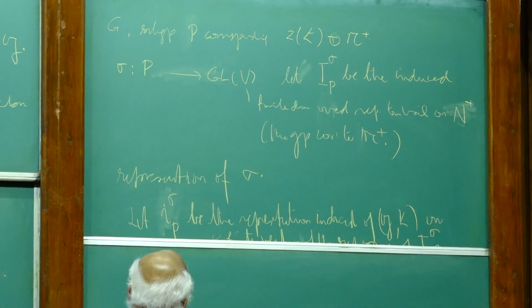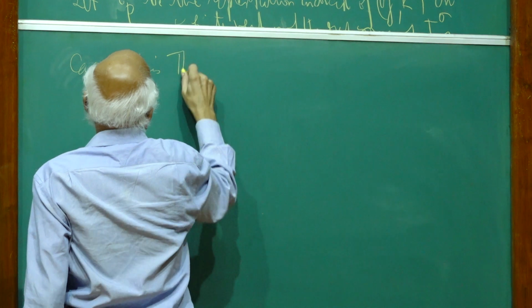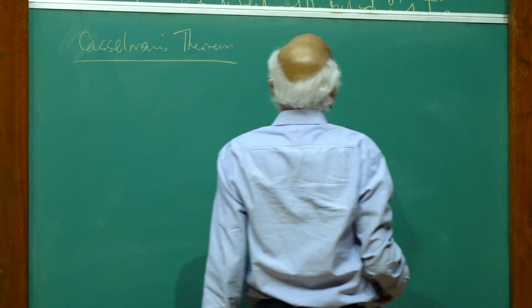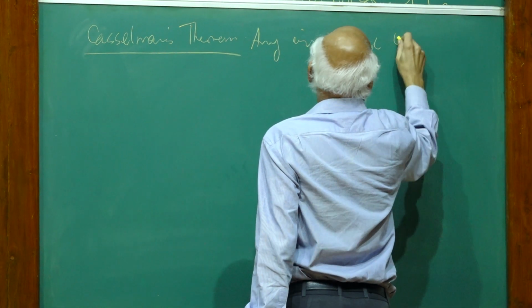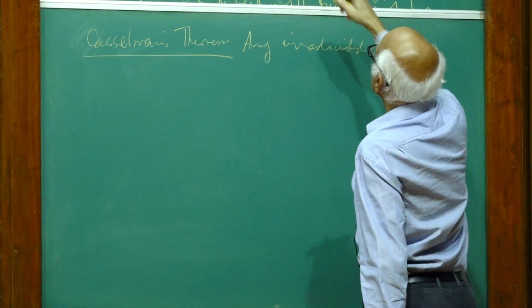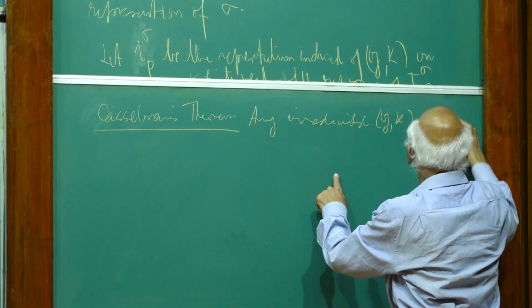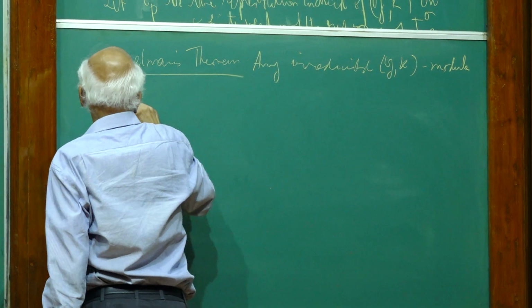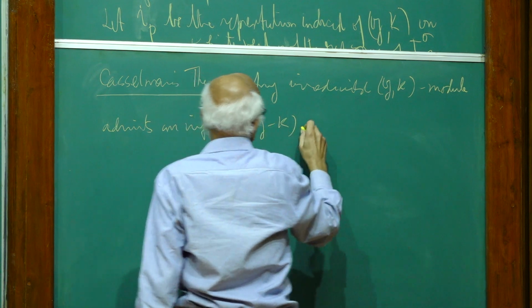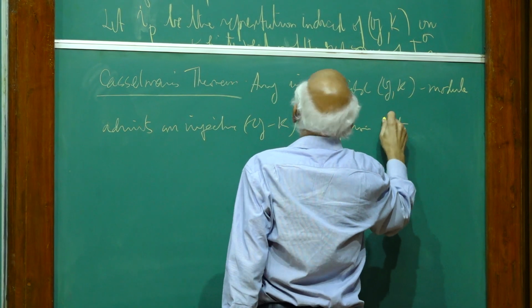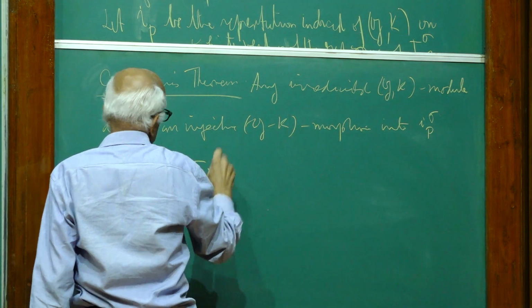This is all the background information I need, and Casselman's theorem says any irreducible G K module, well again that representation I should have said is on a complex vector space, sigma is on a complex vector space, admits an injective G K morphism into I P sigma for some sigma. That's the theorem of Casselman.